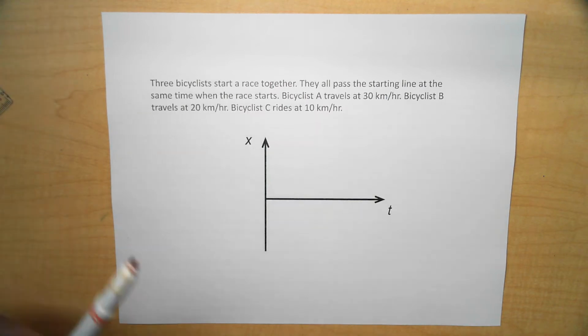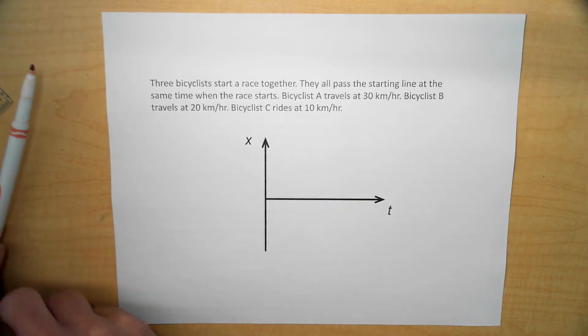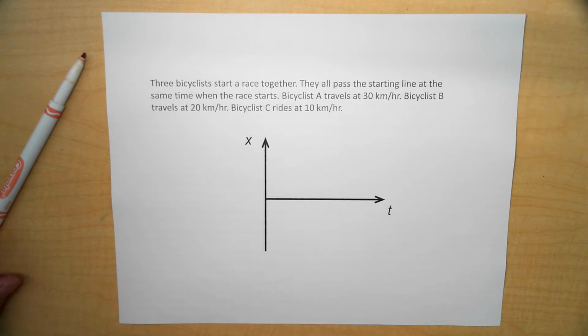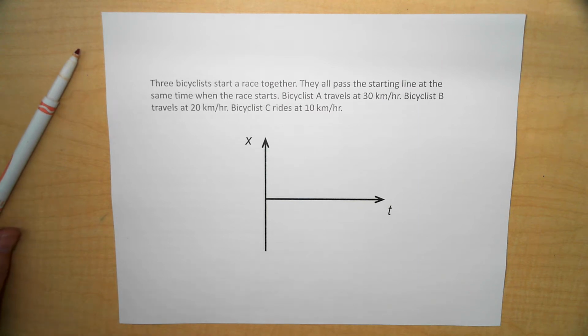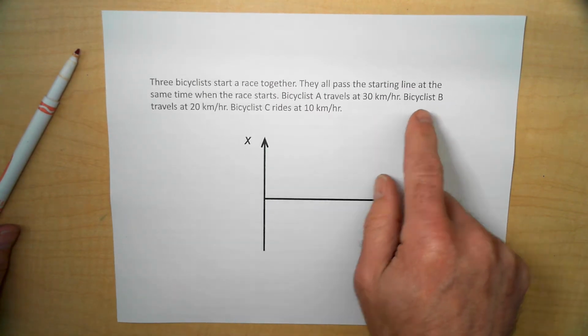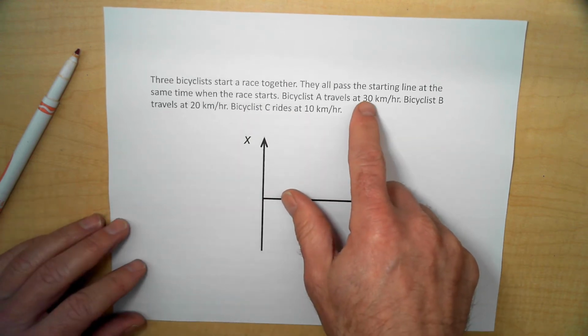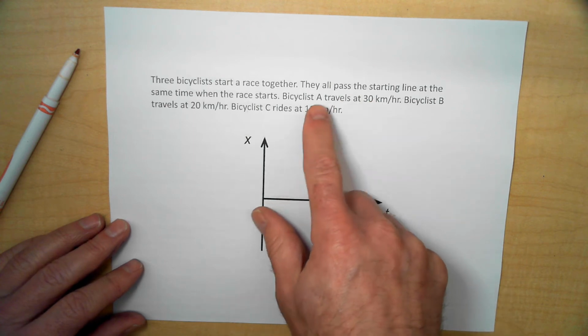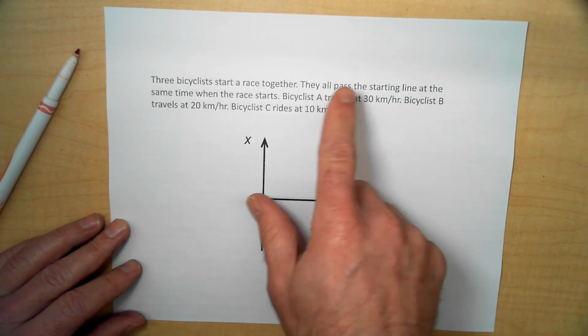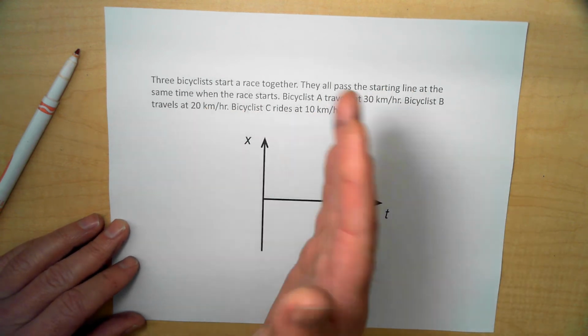Next scenario, 3 bicyclists start a race together. They all pass the starting line at the same time when the race starts. Bicyclist A travels at 30 kilometers per hour, B is at 20 kilometers per hour, C is at 10 kilometers per hour. So I noticed, okay, A is going 3 times as fast as C, B is going twice as fast as C. That's going to come into my slope.